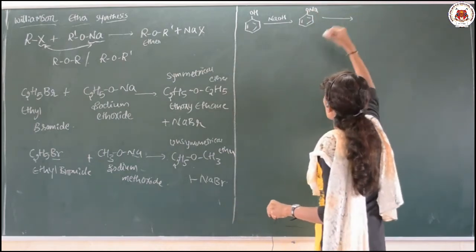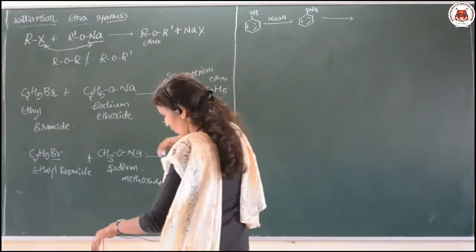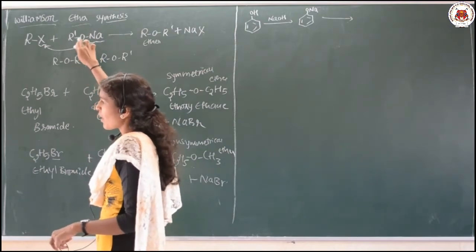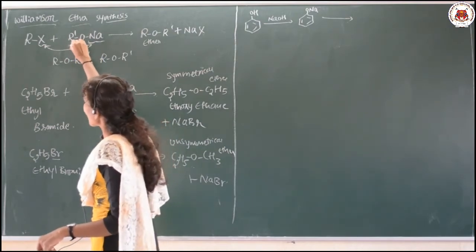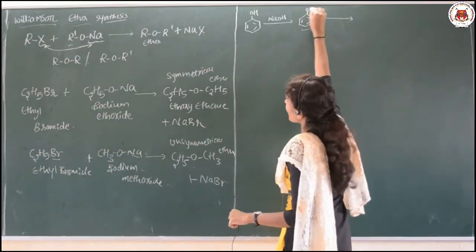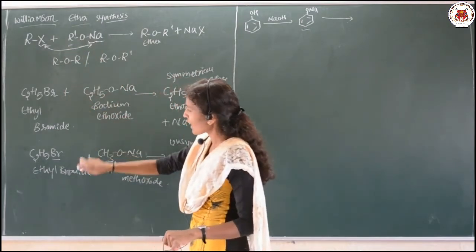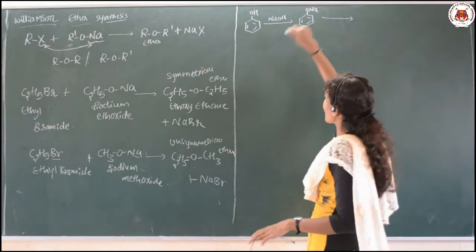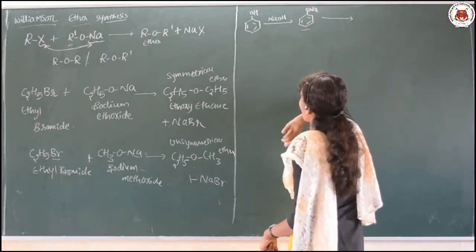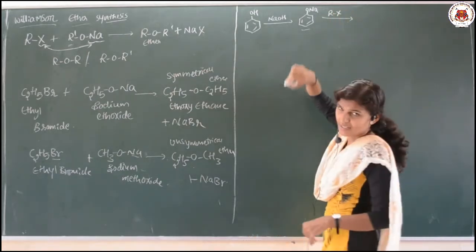Now treat this sodium phenoxide. This is sodium alkoxide, but instead of the alkyl group here, you can take the aryl group. So it is RONa like this. Here R dash we are taking as the alkyl group. Here I am taking the aryl, that is the benzene ring, so benzene ring ONa. Now it is treated with one of the alkyl halides, that is RX.